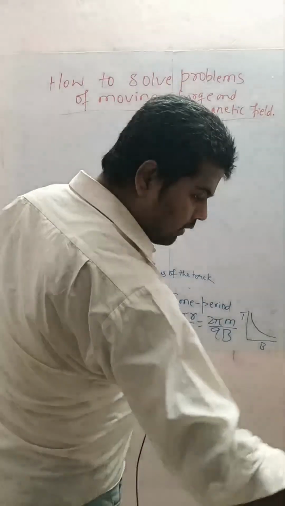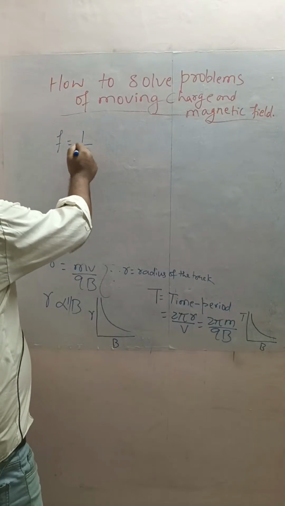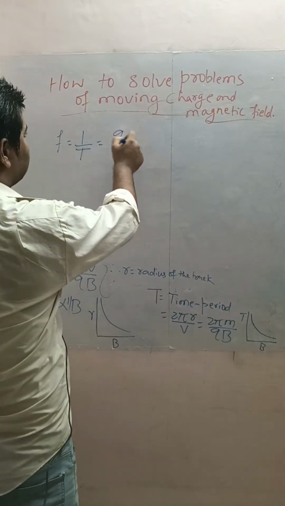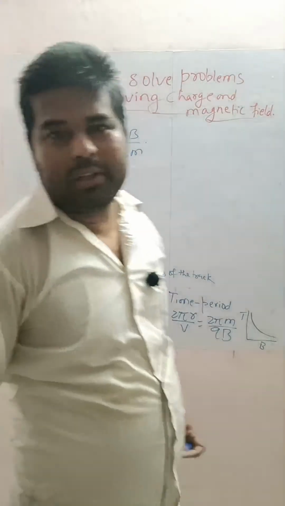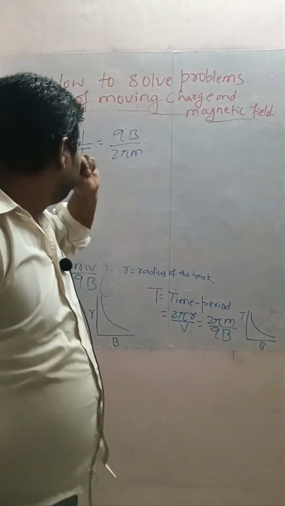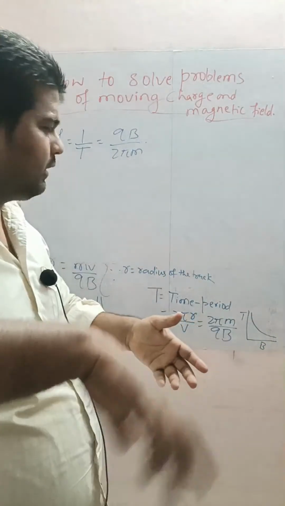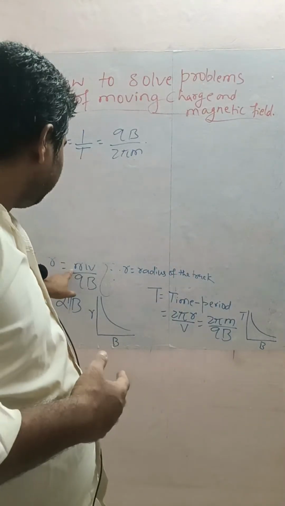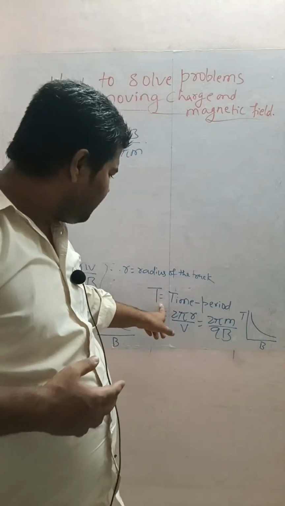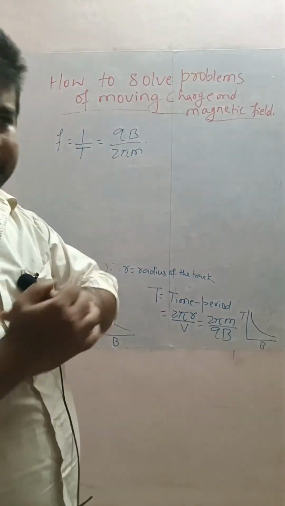See, what will be the frequency? Frequency is 1 by time period, and that is qB by 2 pi m. Understood? What does it mean? The frequency means if the charge is going in a circular track under the influence of magnetic force, then it has this radius, and the time taken to cover one revolution is this. And what is meant by frequency?